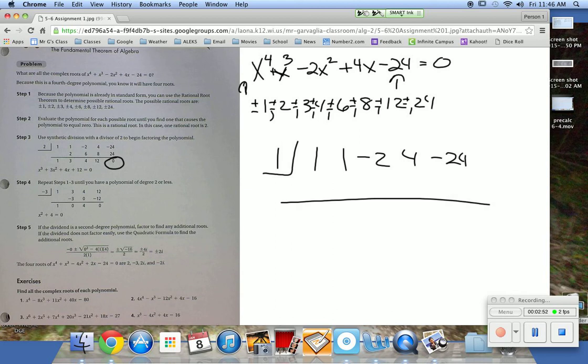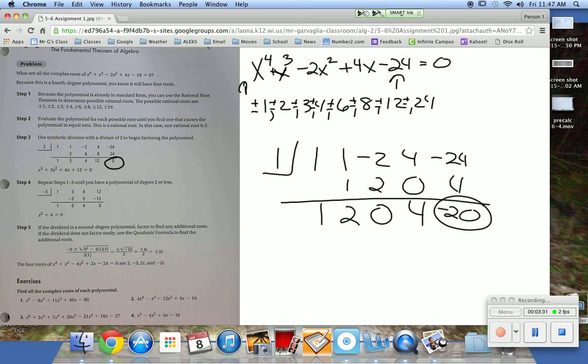So I'm going to carry down my 1. I'm going to multiply 1 times 1 and put a 1 in here. Add these together. We get 2. 1 times 2 is 2. We get 0. 1 times 0 is 0. We get 4. 1 times 4 is 4. We get 20. Negative 20. There's a remainder there. So if there's a remainder, then 1 is not something we will use.